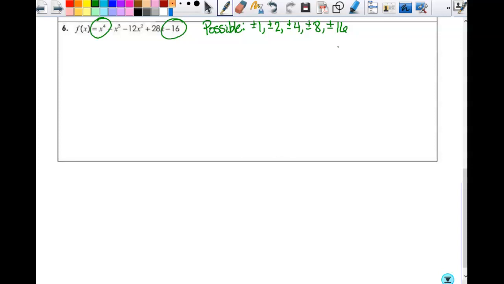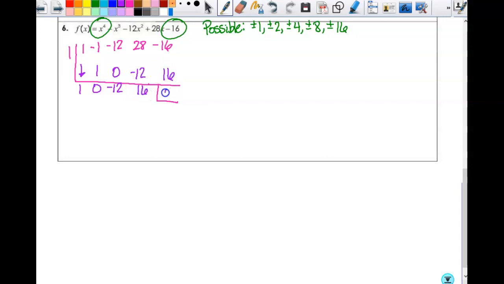All right, so once again, we're going to start with 1. We could start with any of them, but it's really easier to start with 1. So I'm going to get 1, negative 1, negative 12, 28, and negative 16. So this is 1, 1, 0, 0, negative 12, negative 12, 16, 16, and 0. Hey, look at that. What does that tell you? It's a factor, which means, I know y'all are all thinking this, there's no way it's going to work on 1. So what is the factor?